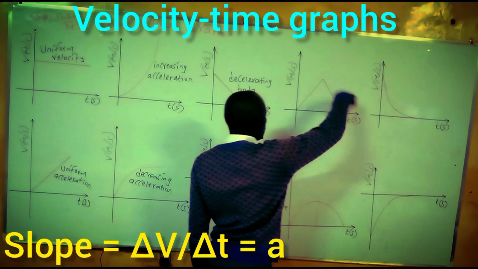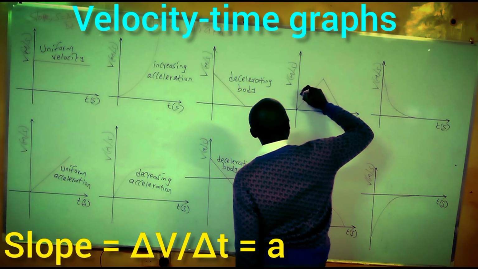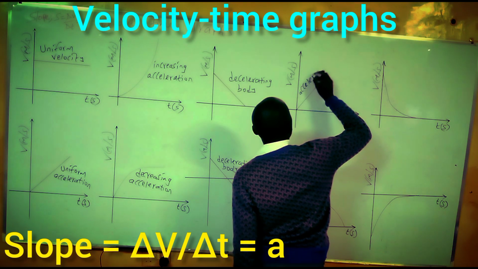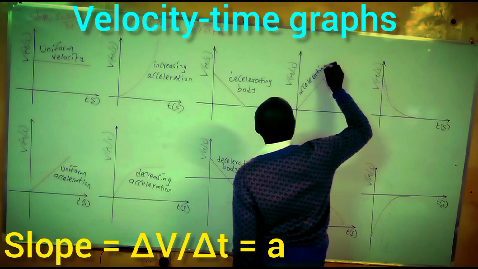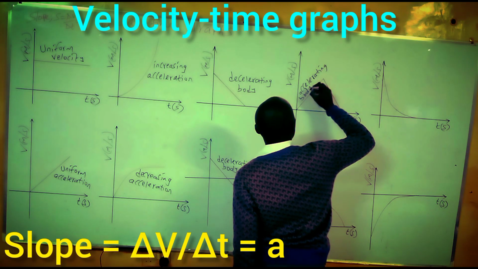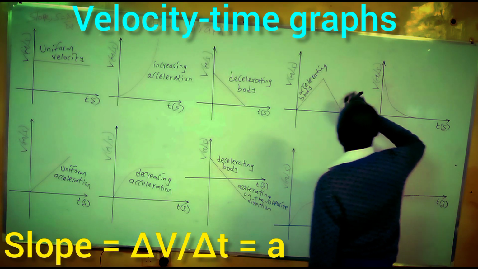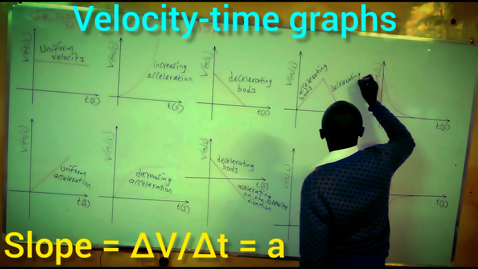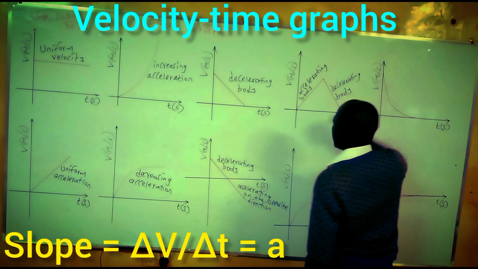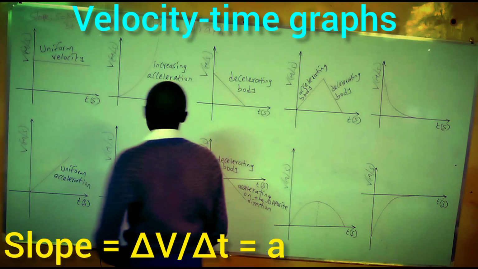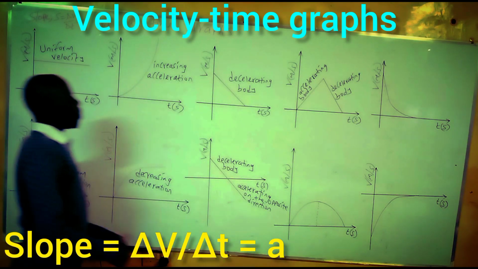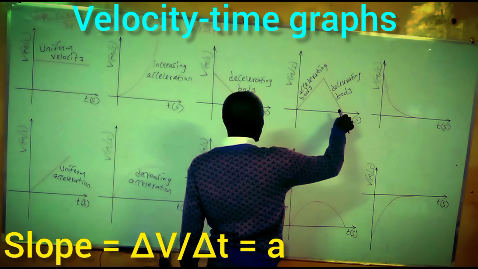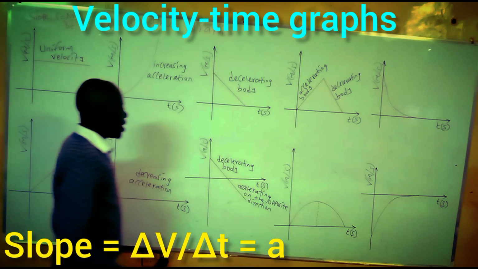We have two parts again here. This part here, the body is accelerating. Then this part here is a decelerating body. The reason we are saying the other part is decelerating is because the slope is constant, but the final velocity is 0, meaning the body is decelerating.